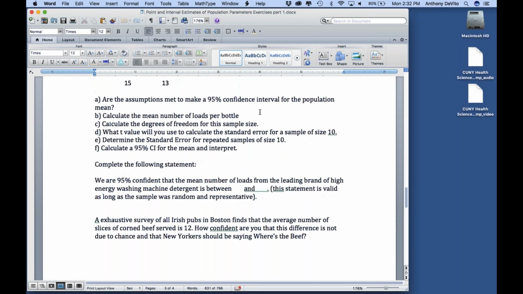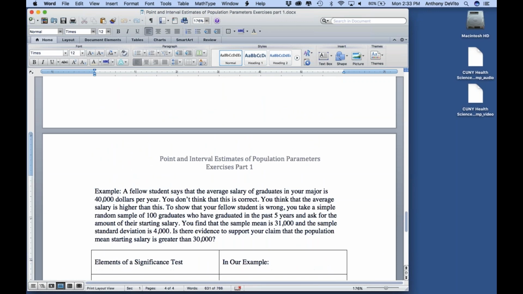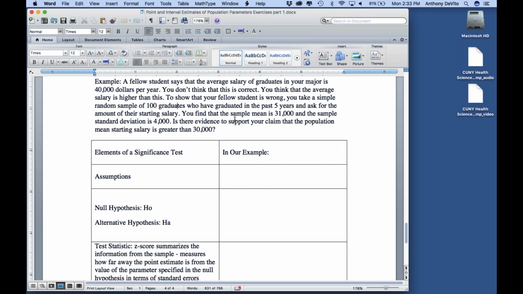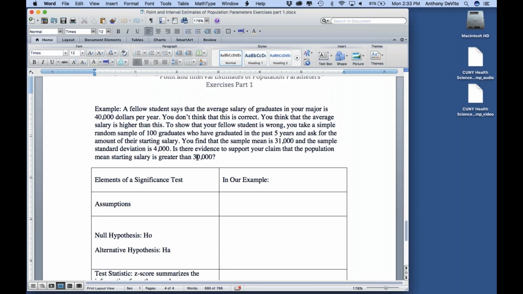Okay, you take a sample, a simple sample of 100 graduates who have graduated in the past 5 years and ask for their starting salary. You find that the sample mean is 35,000 and the sample standard deviation is 4,000. Is there evidence to support your claim that the population mean starting salary is different from 40,000, because you're comparing it to 40,000? I'm going to say different.